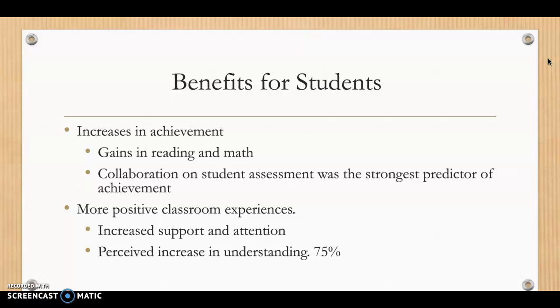So, collaboration about strategies and curriculum predicted gains in reading, whereas collaboration on student assessment was the strongest predictor of achievement overall. Research explained this link as if co-teachers are highly communicating and collaborating on the end goal or the student assessment, they're going to be able to better lead and guide their students to that end goal, hence the prediction of achievement.